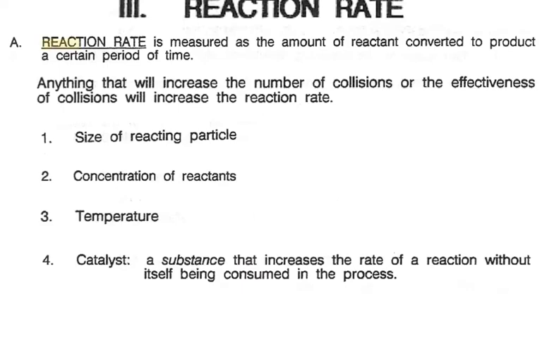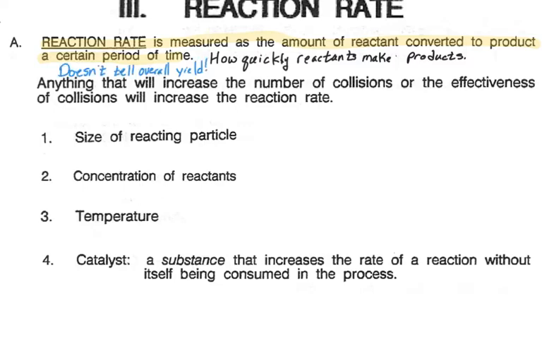Reaction rate is measured as the amount of reactant converted to product over a certain period of time. So that means that a fast reaction rate, a high reaction rate, will mean that it goes from reactant to product very quickly. But given the same amount of time, a slow reaction will go very slowly. We won't have very much product produced in that same amount of time. That doesn't mean that the reaction doesn't go eventually. It just means that it might go slowly. So as chemists, we usually want to increase the reaction rate, although sometimes we want to slow it down.